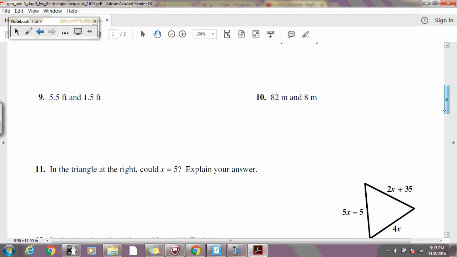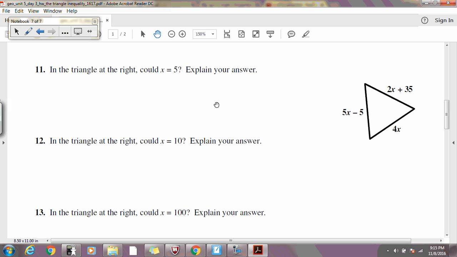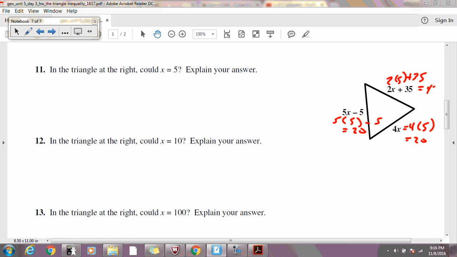Number 11 says, in the triangle at the right, could x be 5, and explain our answer? So let's substitute 5 for every x. So that'd be 5 times 5 minus 5, which is 20. On this side, it'd be 4 times 5, which is 20 again. Over here, it'd be 2 times 5, which is 10, plus 35 is 45.